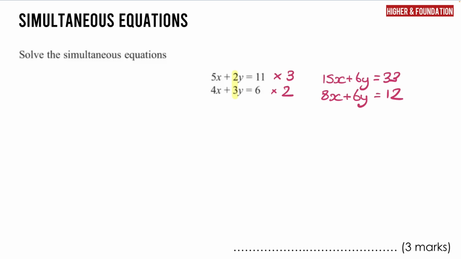Now when the symbols in the two equations are the same, we subtract these equations. So the same symbols we subtract, otherwise we add them together. So I'm going to look which one has the bigger numbers in. So 15x, I'll do 15 take away 8, which gives me 7x. And I'll do 33 take away 12, which gives me 21. That means now look, when I divide by 7, I get a nice number here. We get x is equal to 3.